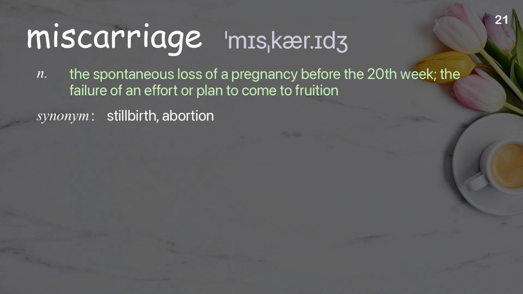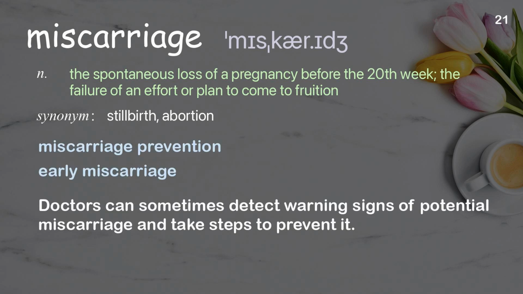Miscarriage. The spontaneous loss of a pregnancy before the 20th week, the failure of an effort or plan to come to fruition. Examples. Miscarriage prevention. Early miscarriage. Doctors can sometimes detect warning signs of potential miscarriage and take steps to prevent it.